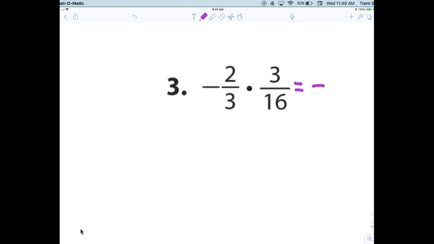3 divided by 3 is 1. 16 divided by 2 is 8. So 1 and 8. Anybody have any issues with that? Make sense? Equals negative what? 1 over 8. So I agree that wasn't that hard. Not hard at all.